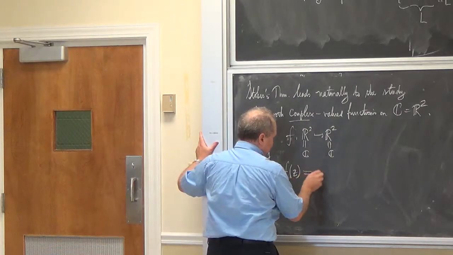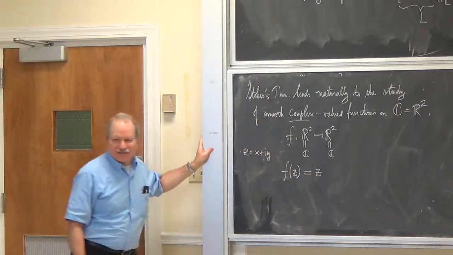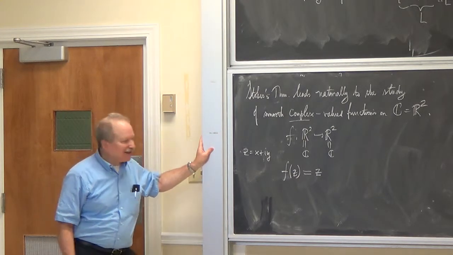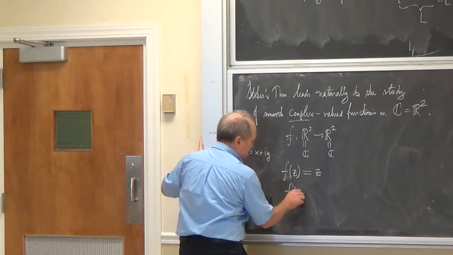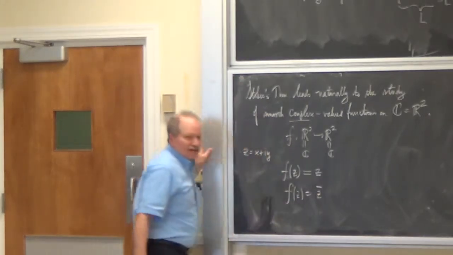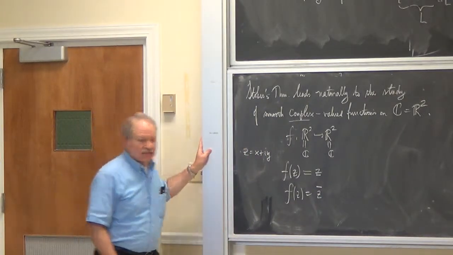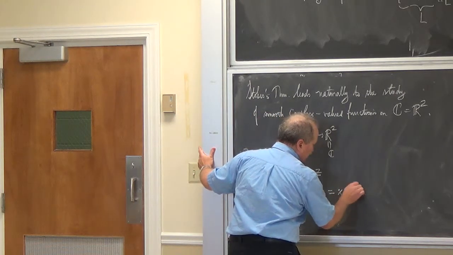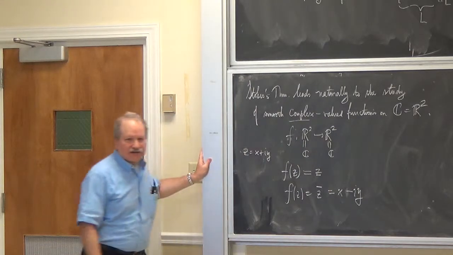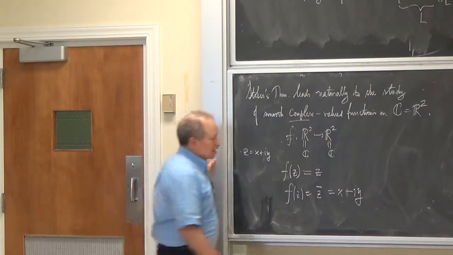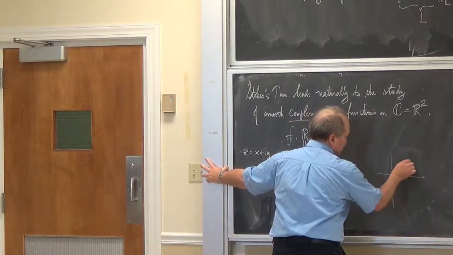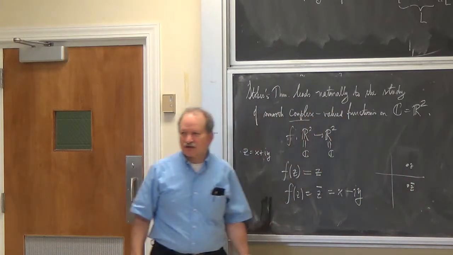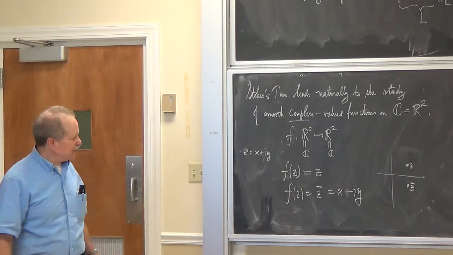Well, here's an obvious function. What's that otherwise called? The identity. Here's another function, not so obvious. Z bar. So for those of you who don't know what that is, you're going to take the imaginary part and negate it. What is that doing geometrically? It's taking a complex number and reflecting it across the real axis, across the x-axis.